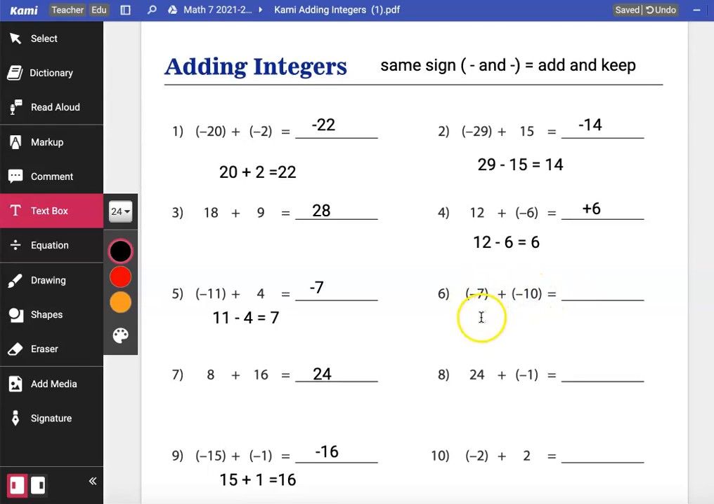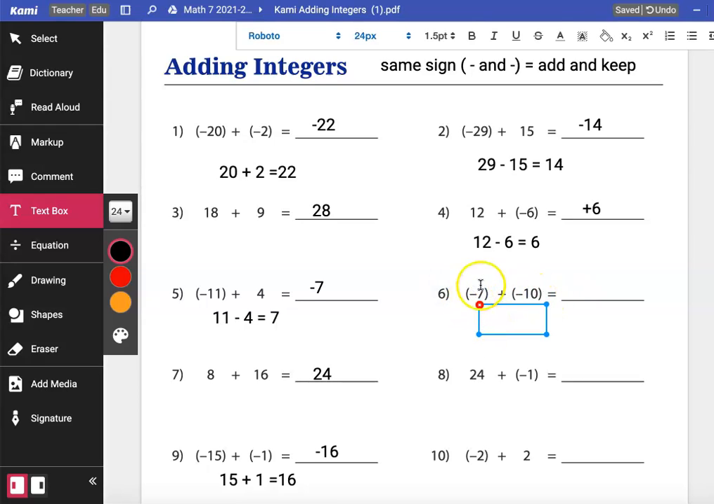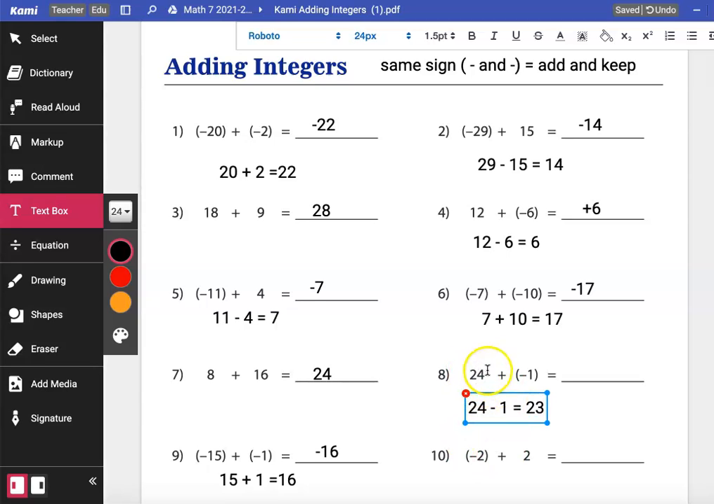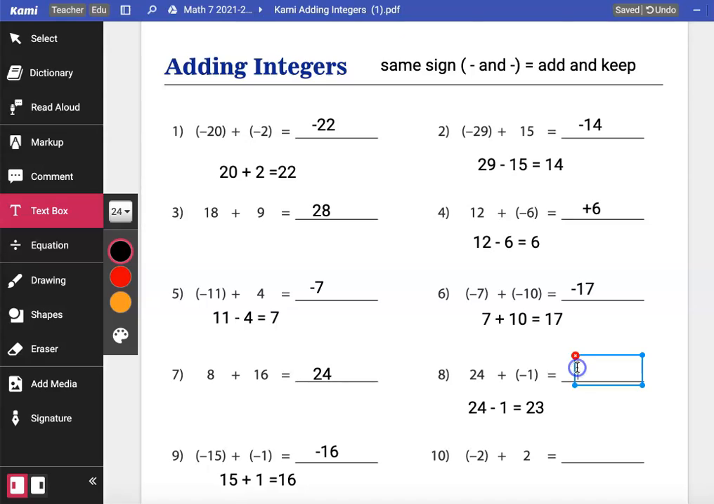You don't have to in your answer, though. Oh, two negatives. We're adding two negatives here. Negative 7 and negative 10. So you just take 7 plus 10. That equals 17. And you put a negative. And that's your answer. So don't forget when you have two negatives, it doesn't follow the same rule. This becomes 24 minus 1. That equals 23. And since 24 is bigger and 24 is positive, it's positive 23.